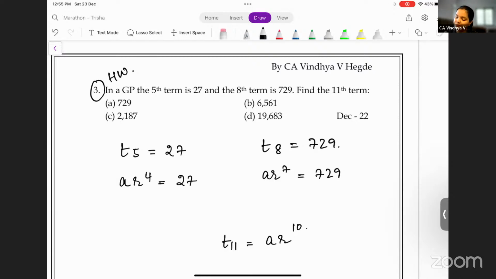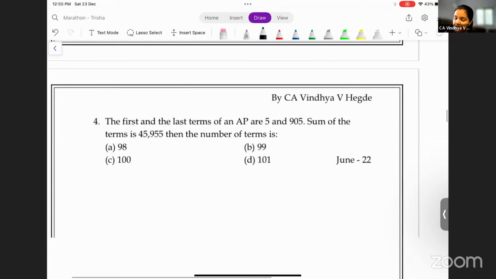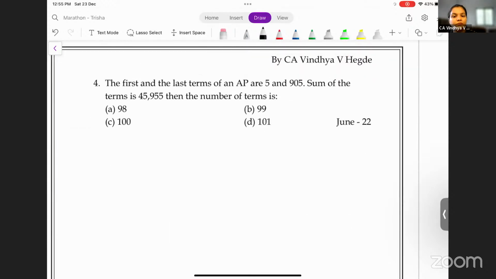Okay. Yes. All right. Next question. The first and the last terms of an AP. Be very careful when you read the question, whether it is AP or GP. Okay. First and the last term. So A is equal to 5 and L is equal to 905. Sum of n terms of the AP is 45,955. Then the number of terms are. So A is given, L is given, Sn is given. You have to find the value of n.